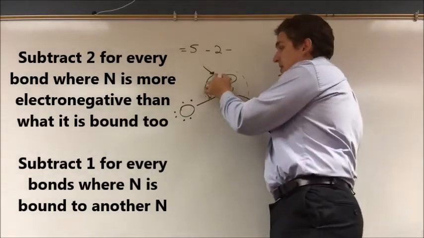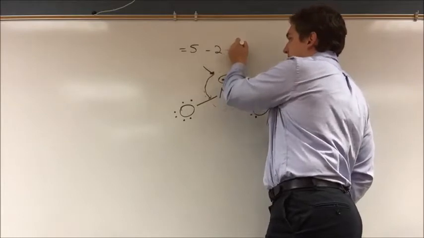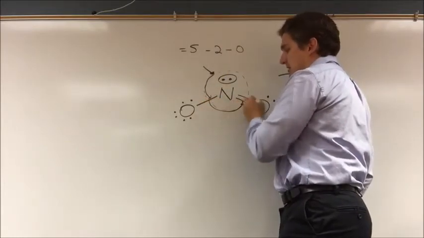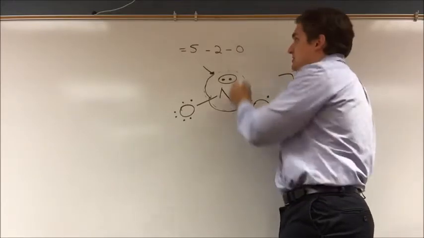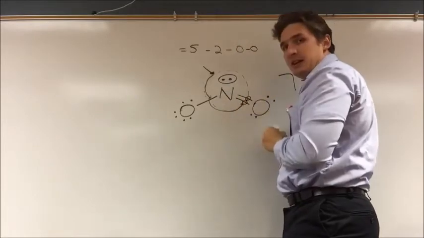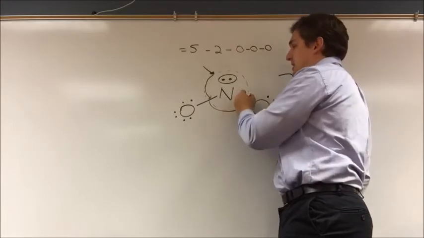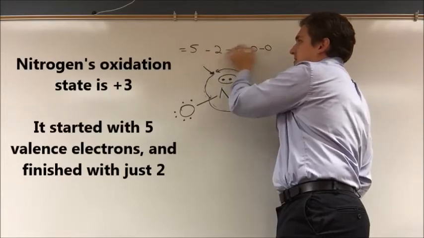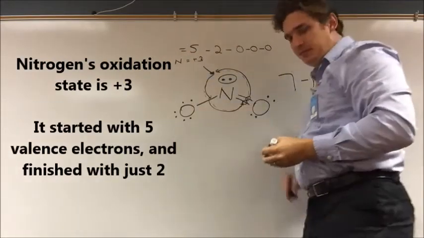So we come to our first nitrogen-oxygen bond, we don't get anything, so we're going to subtract 0. Moving along, we hit our second oxygen-nitrogen bond. Nitrogen is less electronegative than oxygen, so again we're going to subtract off 0. Keep moving along, we'll hit the second nitrogen-oxygen bond, subtracting off 0, nitrogen is less electronegative. We work our way around, and 5 minus 2 minus 0 minus 0 minus 0 will give us a plus 3 oxidation state for nitrogen.